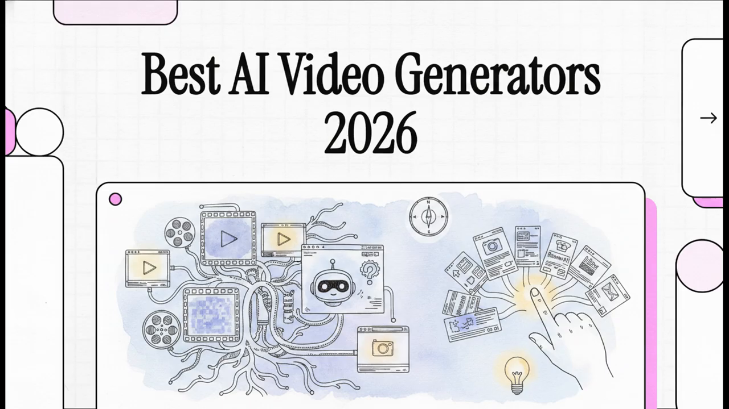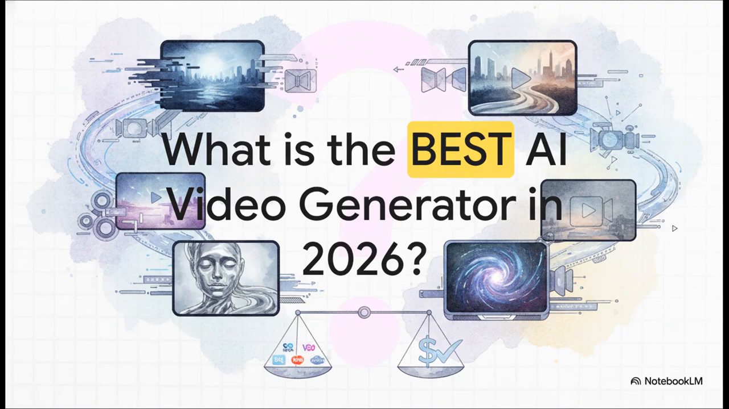So let's break it down in this explainer. So the big question: what is the absolute best AI video generator in 2026? It's a massive battle right now. You've got titans like OpenAI's Sora 2, Google's Veo 3, Kuaishou's Kling, and ByteDance's Dance, all fighting for dominance.